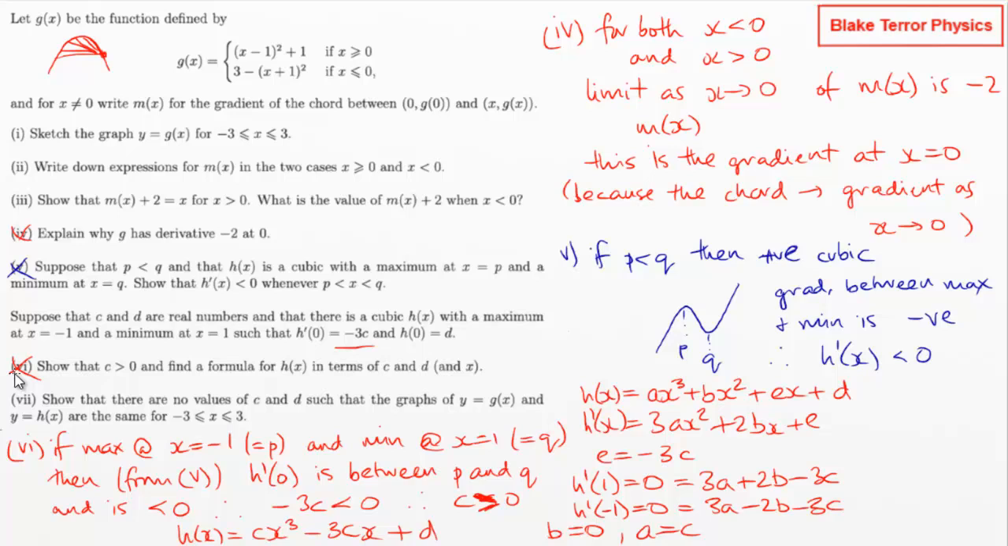Last part. Hopefully it's going to be very quick because I've got hardly any space left. Show that there are no values of C and D such that the graphs y equals G of X and y equals H of X are the same, so that there is no cubic that is going to actually overlap. We can't put a cubic on top of those two quadratics that are stuck together. Maybe let's try out some values and hopefully we'll get a contradiction in these C's and D's. So let's try this out then.